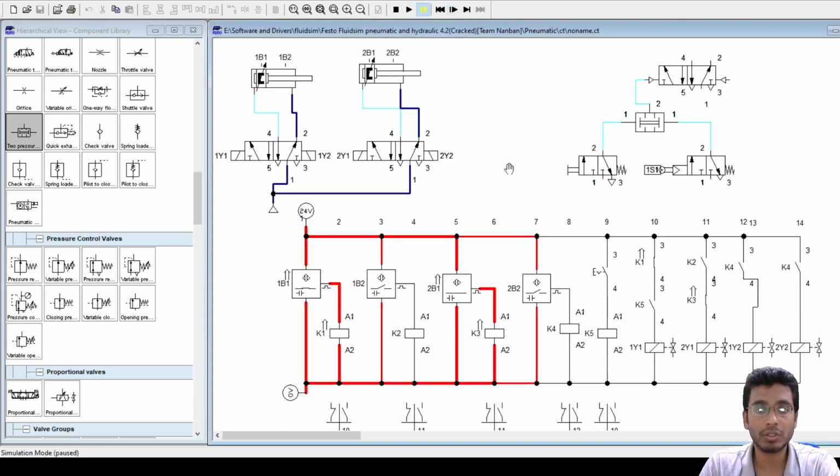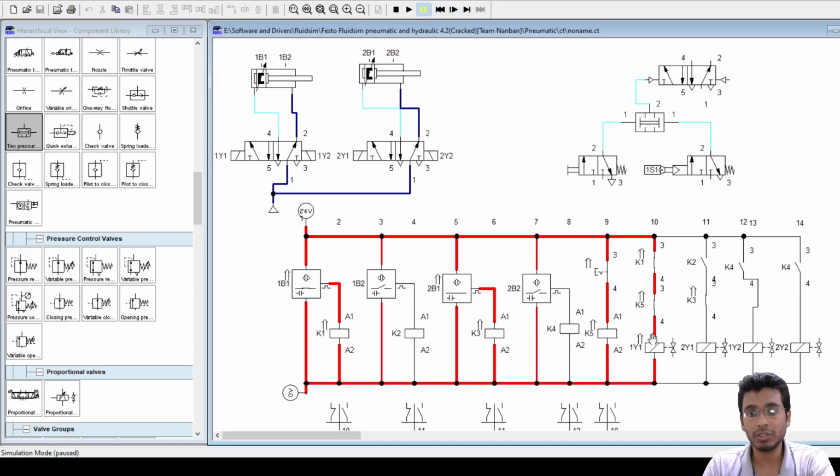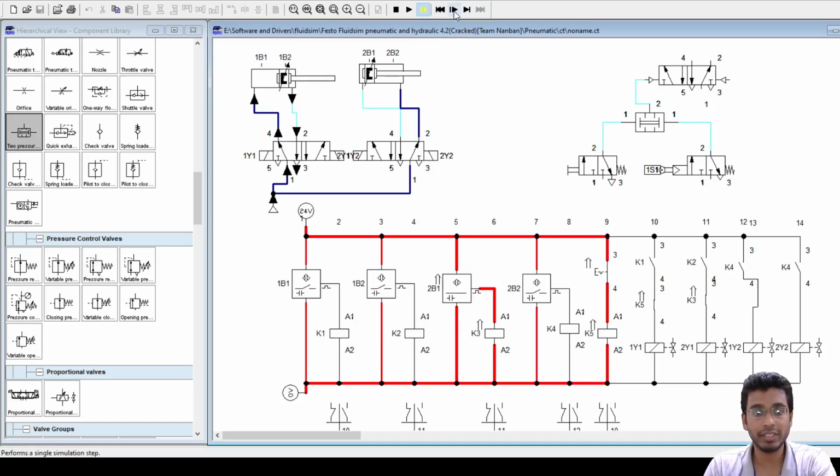Right now, if you do a step-by-step simulation, when you press this, your K1 and K5, both of them are true, so your 1Y1 will get actuated. Now with this 1Y1, your cylinder 1A will extend. You see the cylinder 1 extend. The moment it is completely extended, your 1B2, that is this sensor here, will get triggered. See, it has got triggered.